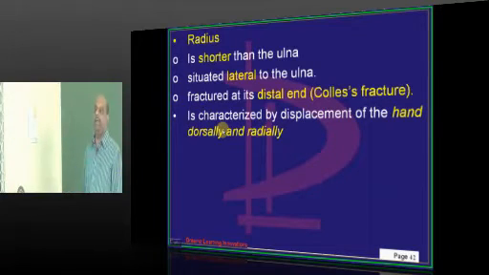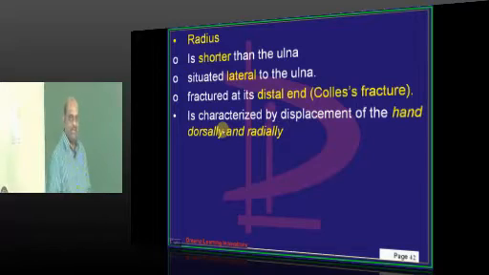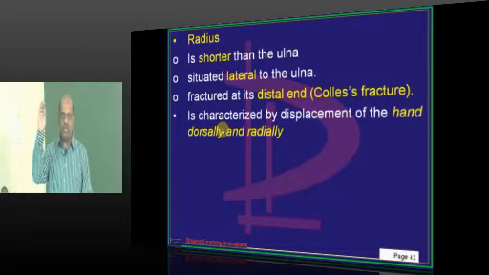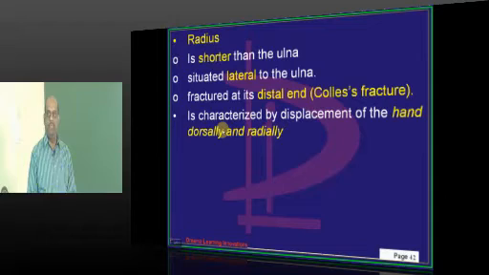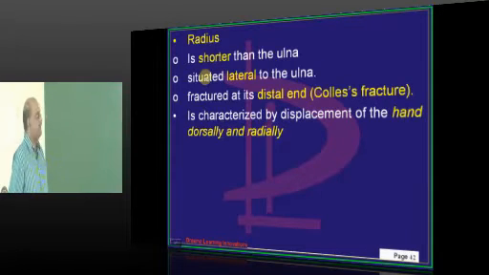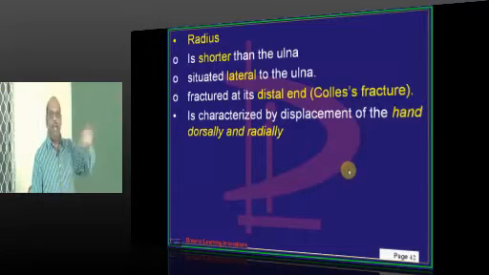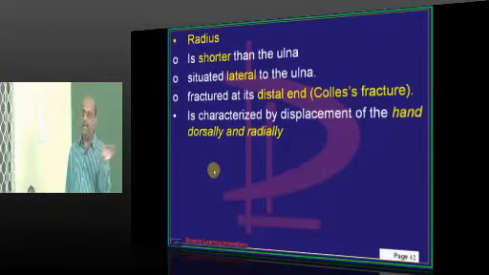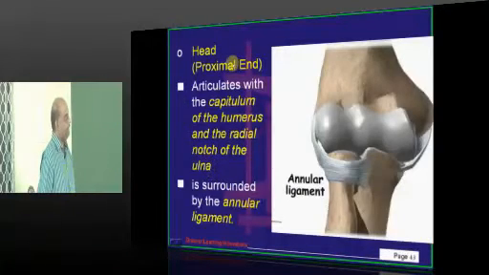Now comes the radius. Between radius and ulna, they both are a couple. Who is shorter? The husband radius is shorter than the wife ulna. Ulna also has a hood, right? So radius is shorter, it is lateral to ulna, and the distal end of it is fractured in Colles fracture, and in Colles there is a typical dorsal and radial displacement of the hand is what need to be remembered.